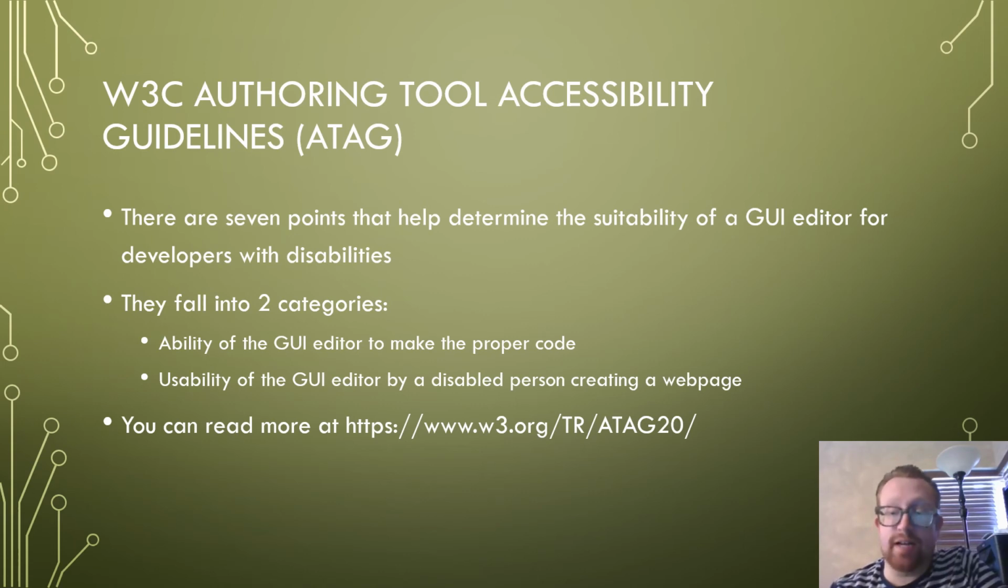The text does cover these 7 points. I skipped them for now. If you are curious about them, you can read more at w3.org/tr/ATAG20. Those are the current guidelines, and you can find them there if you want to review them. They're also covered in the text, so you might want to take a look at them very briefly. They do make a lot of sense about what you should really cover whenever a GUI is being used by someone who may have a disability.